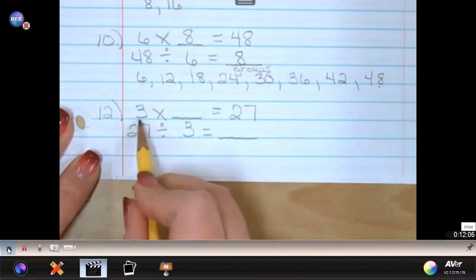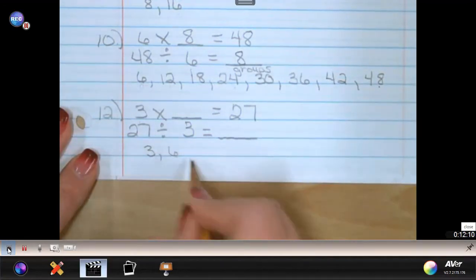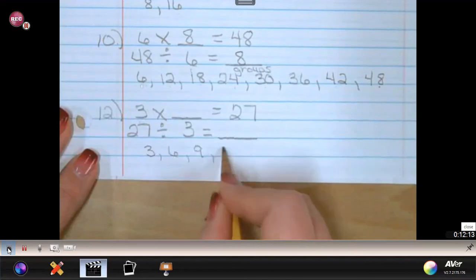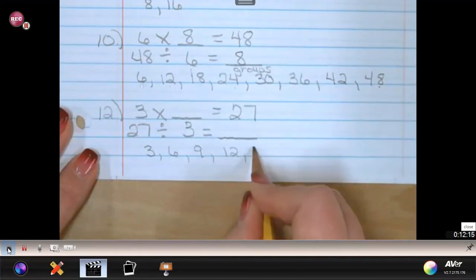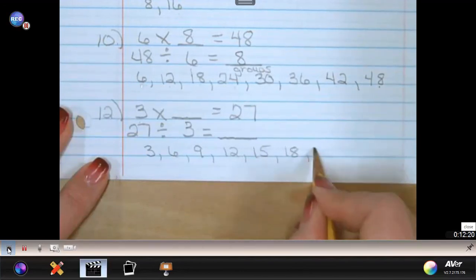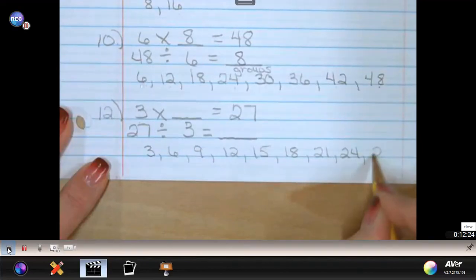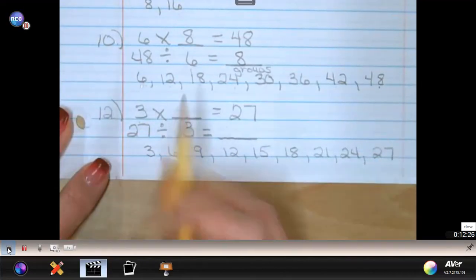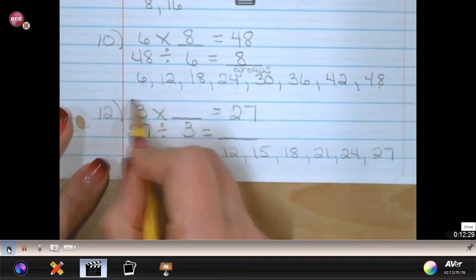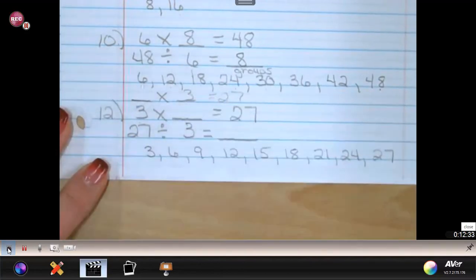So again, if I started counting by groups of 3s, 3, 6, 9, 12, 15, 18, 21, 24, and finally 27. Now, this would have to be blank times 3 equals 27, if we were to write that based on what we just did. But that's okay, because remember, we know that these factors can be interchangeable.